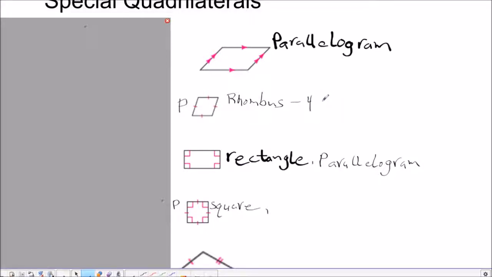So four congruent sides is what we're going to say makes a rhombus. And a parallelogram has two pairs of parallel sides. Cool. Okay, so let's come back down here. A rhombus has four congruent sides. Does this have four congruent sides? Yeah. So I'm going to put an RH here so we know it's a rhombus.